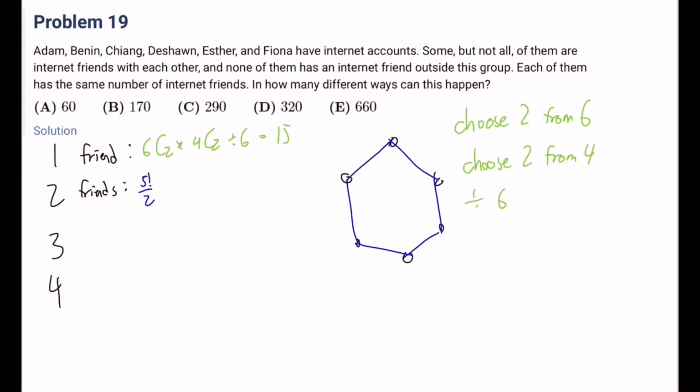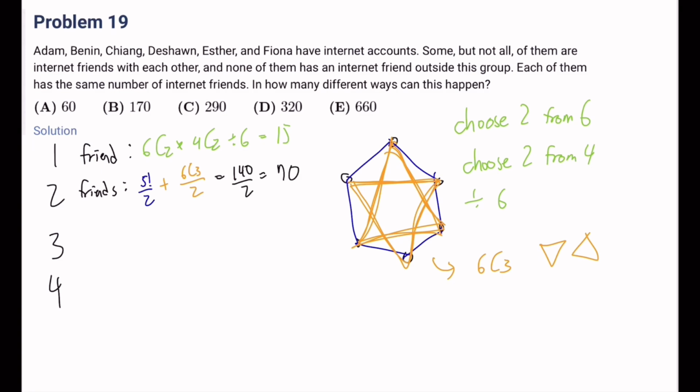And then next, we have to add 6 choose 3 over 2. And that's because we can have this kind of Star of David configuration, where these 3 people are friends, and these 3 people are friends. And then, if you look at this, it's just this and this. So we have just 2 triangles. That means we can just choose 3 people from the 6 to be friends, and then the other 3 will automatically be friends. But then we have to divide by 2, because choosing this first and then choosing that is just equal to choosing this first and then choosing this. So that's why we have to divide by 2. And that's going to give us 140 divided by 2. So this is 70.